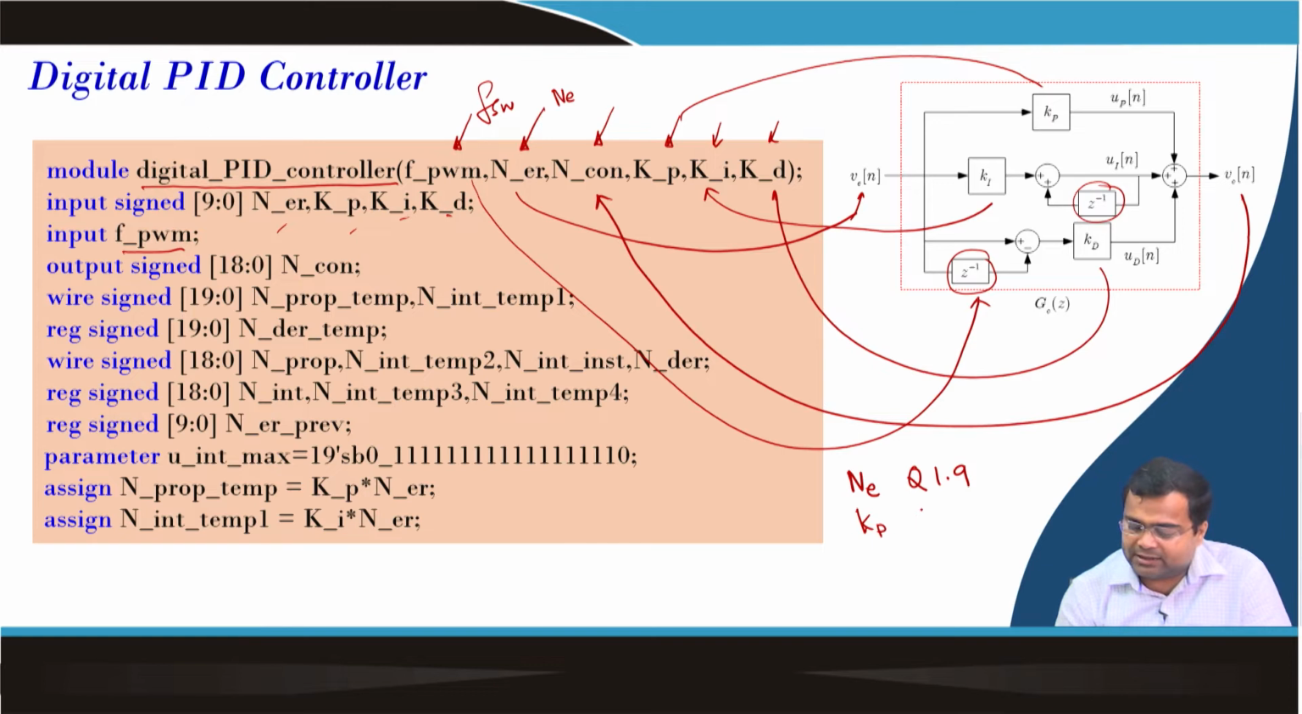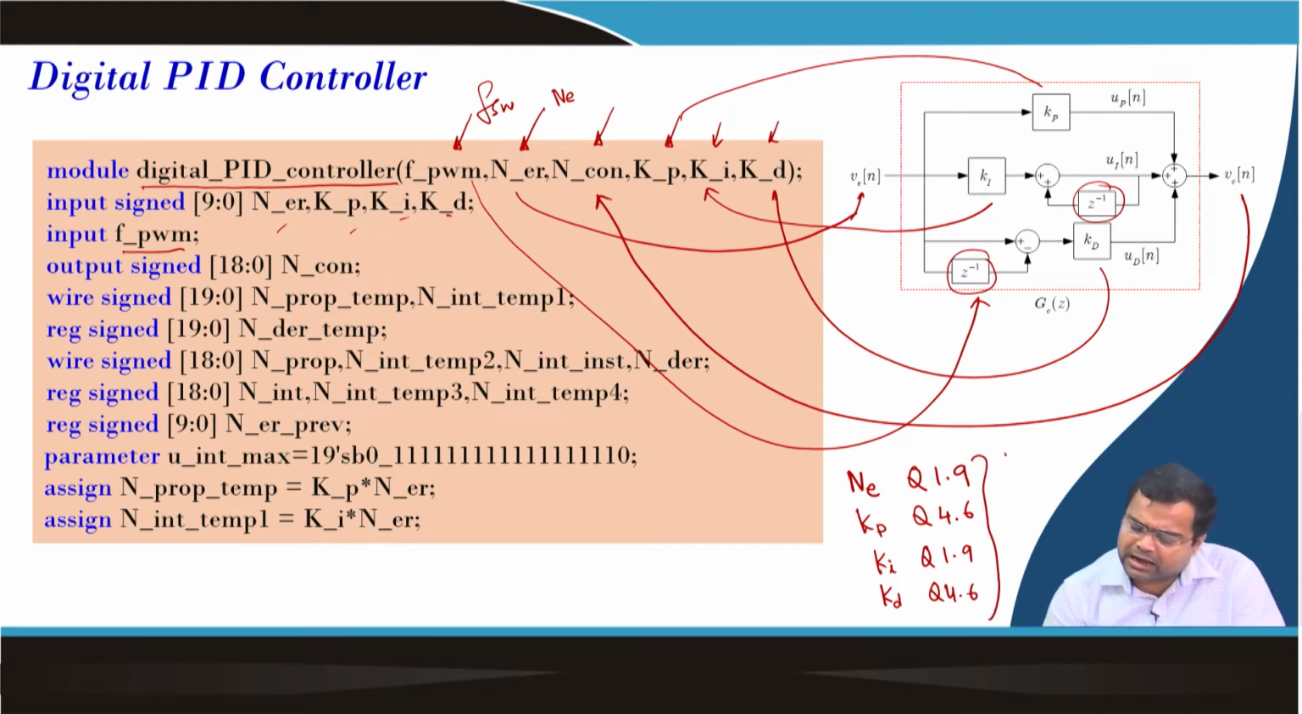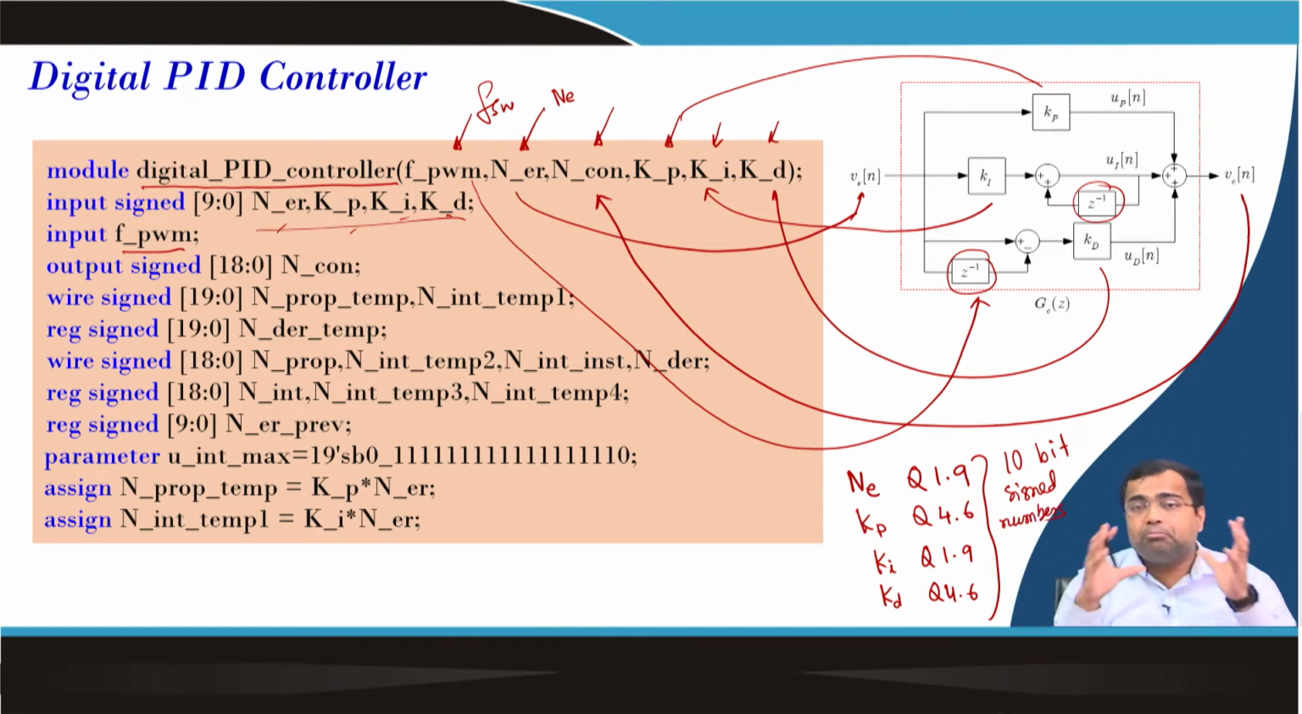So, for error voltage, the Q format is Q1.9. For proportional gain, we took Q4.6. For integral gain, we took Q1.9, and for the derivative gain, we are taking Q4.6, which means all numbers are 10 bit signed numbers. They are represented by the same vector size, but their Q formats are different, and we have discussed that if you multiply or add numbers of different formats, we need to synchronize, scale, and normalize them, otherwise you cannot add. So, their Q format must match.